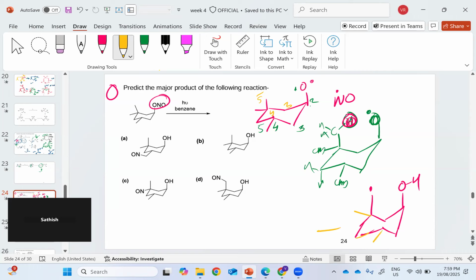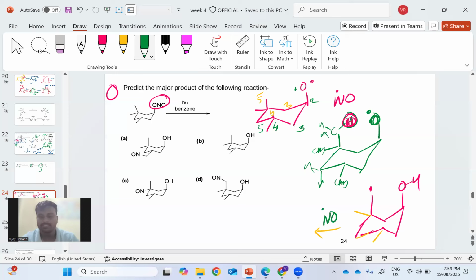And next, what happens? Once this radical is formed, in our reaction mixture there is the NO radical, and this NO radical then gets attached at this position. So it will be in this way. So this is OH, and here there will be CH2NO. All right. So in this question, this is the wrong option. Again, this is wrong because they have added somewhere else. So option D is the correct option here.